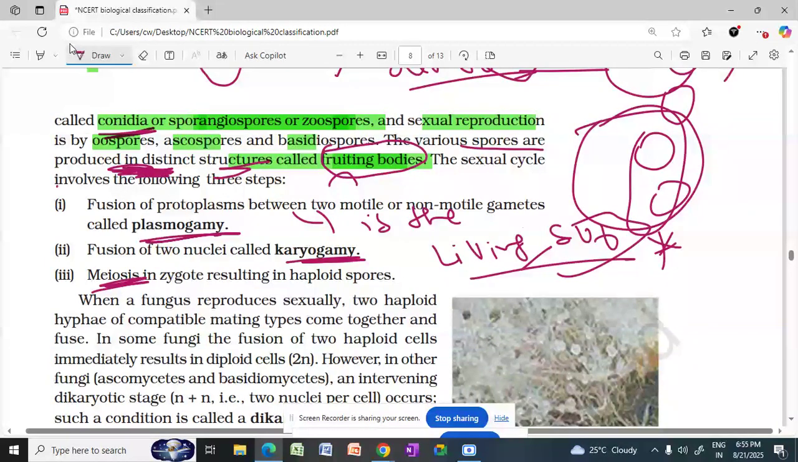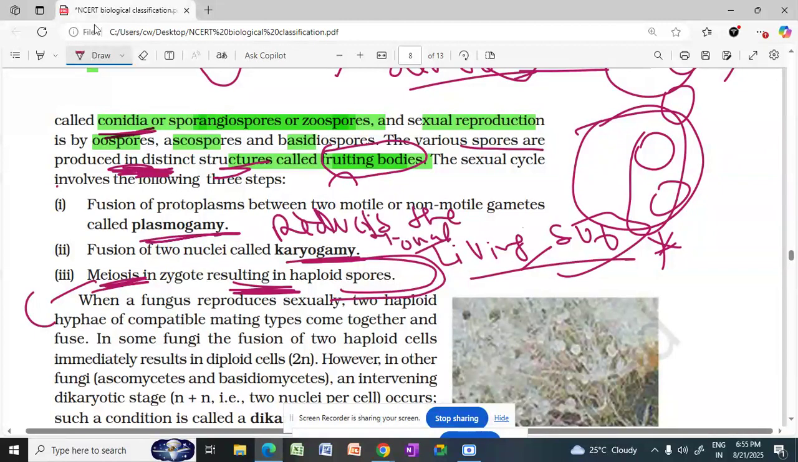So karyo means nucleus. So fusion of two nuclei, that is called karyogamy, and meiosis in zygote resulting in the formation of haploid spores. Meiosis is noted down here in the NCERT. Meiosis is the reductional division, and it results in the formation of the haploid spores.